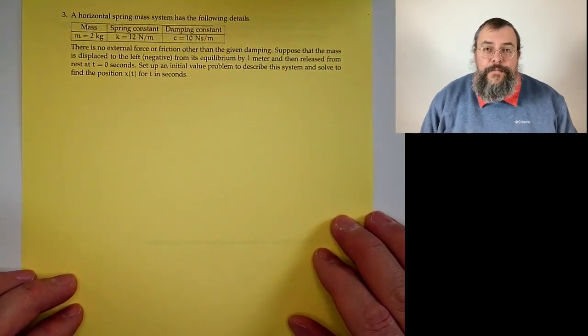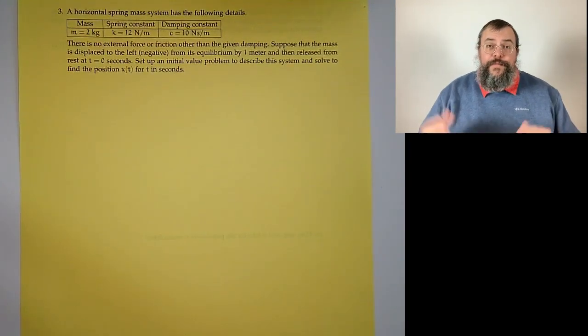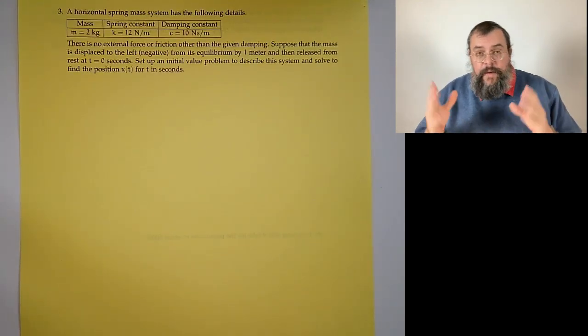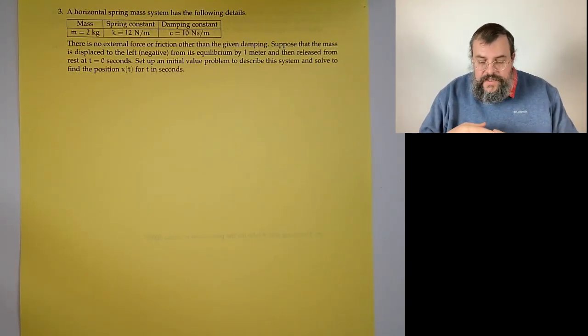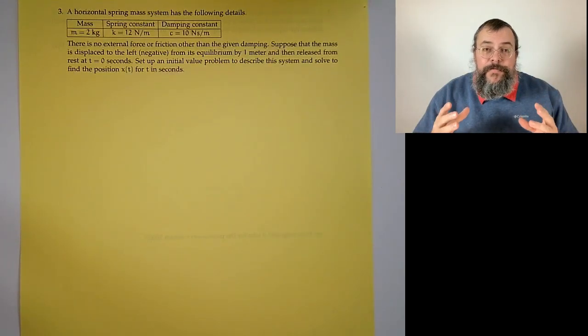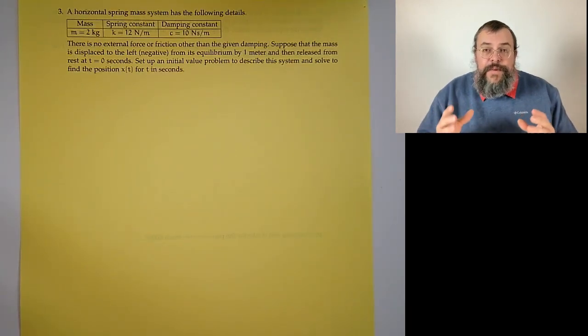Okay, number 3. A horizontal spring mass system has the following details. There's the mass given, the spring constant given, the damping constant given. So we have all our pieces here. And there's no external force or friction other than the damping.